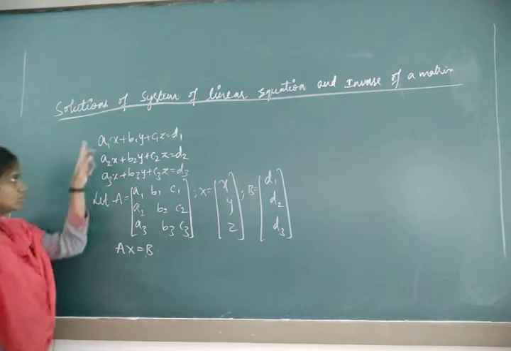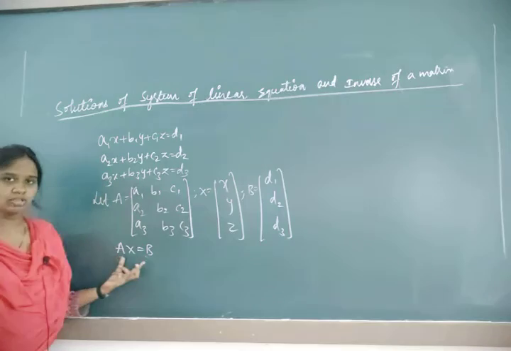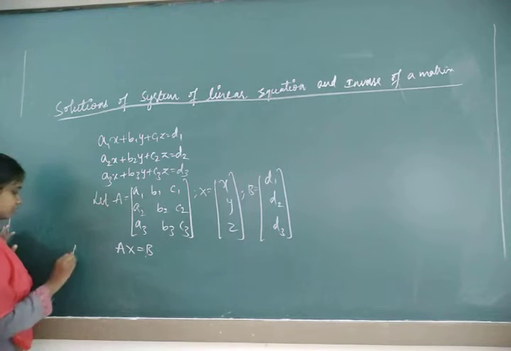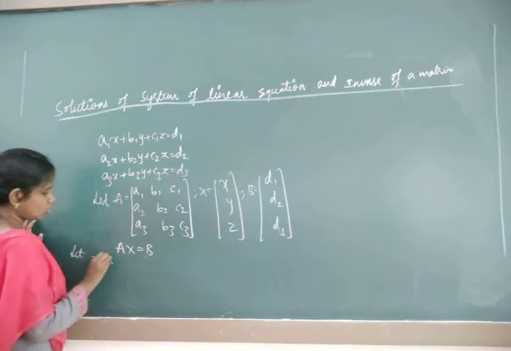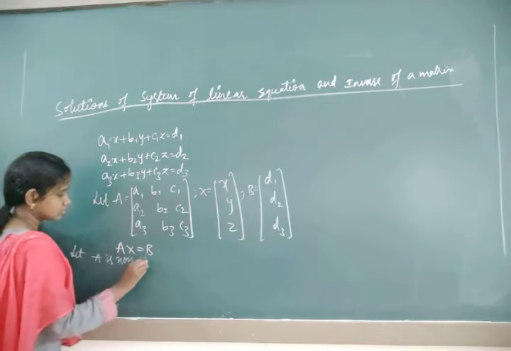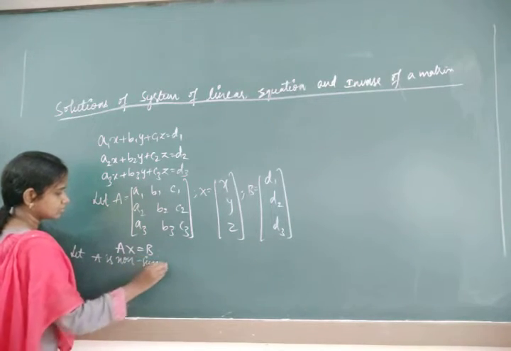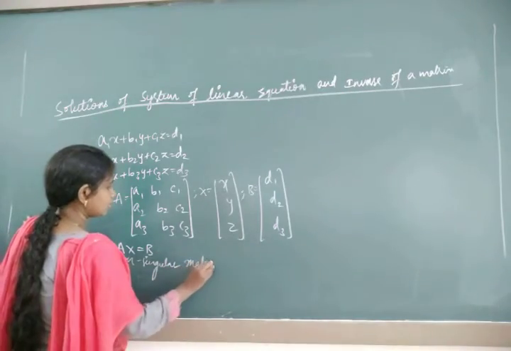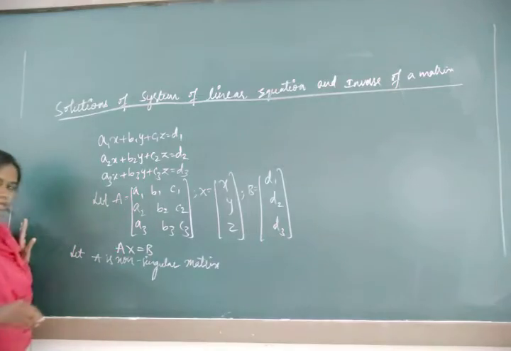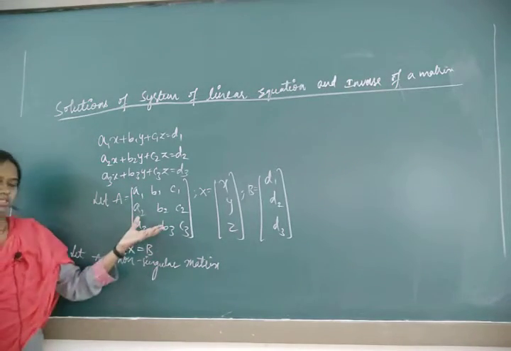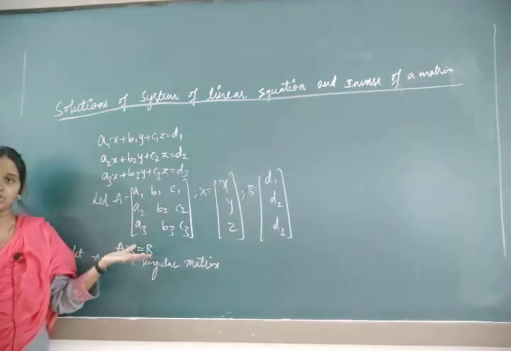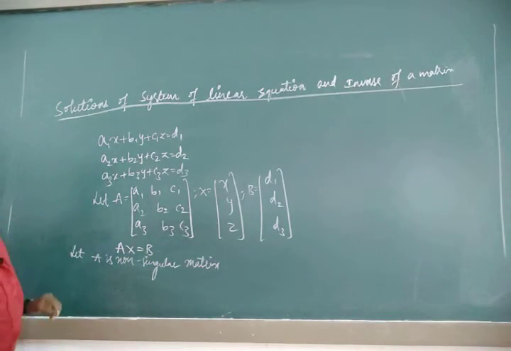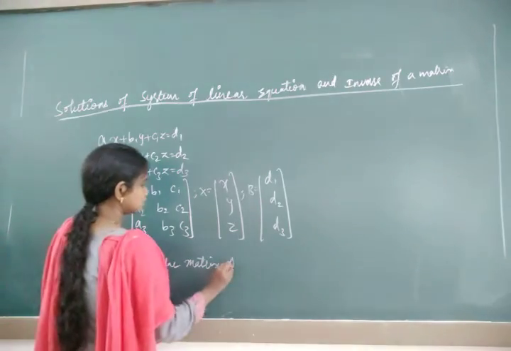It means this system of equations can also be written in the form of AX is equal to B. Now let us take A as a non-singular matrix. A is a non-singular matrix means what? Whenever it is non-singular, its determinant value is not equal to 0. Then only the inverse exists. It means A inverse exists.